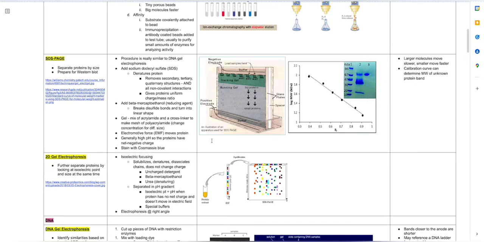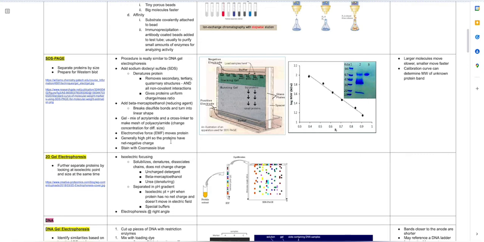Once your gel is done running, you have to stain it with a dye because you can't really see it otherwise. The most popular one is Coomassie blue. Then you can look at your results and analyze them.